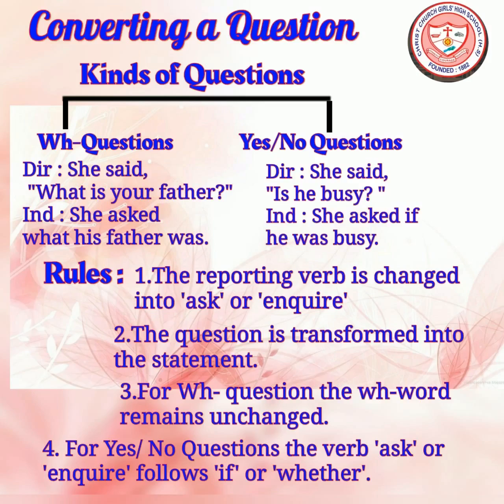And let's take a yes-no question. Direct speech, "She said, 'Is he busy?'" And in indirect speech, we'll transform it and say, "She asked if he was busy." So the basic rules that we are following here are, number one, the reporting verb is changed into ask or inquire. Number two, the question is transformed into a statement. Number three, for a WH question, the WH word remains unchanged. And last, for a yes or no type question, the verb ask or inquire is followed by if or whether.